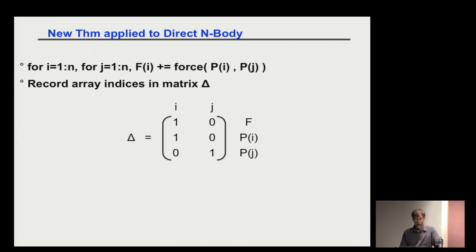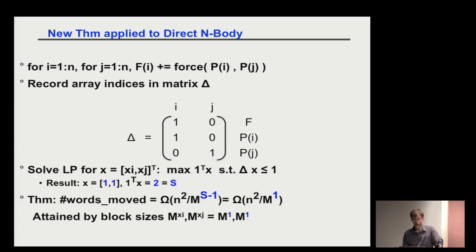The theorem says, please solve this little linear program. It's the same linear program as before. Please maximize the sum of these two scalars, xi and xj, subject to the constraint that delta times x is less than or equal to 1. What is the answer to this very simple linear program? It's 1, 1. And the sum of the ones is 2. That's the magic number s. And so the theorem says that the number of words moved, no matter how you organize the N-Body algorithm, is going to be the number of loop iterations, which is n squared, divided by m to the solution of the linear program minus 1. So that's n squared over m. And what are the optimal block sizes?